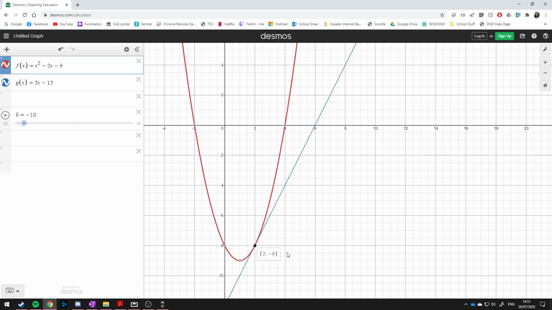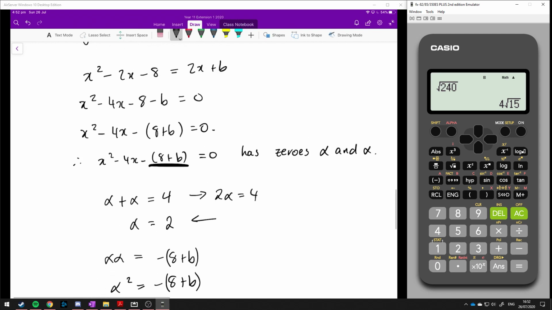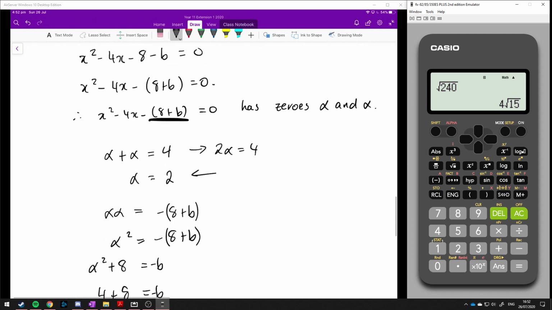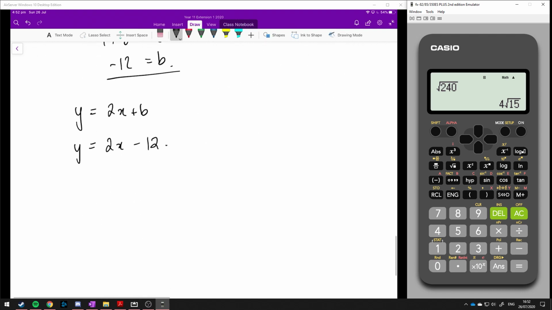Now our last bit is to show that the point of contact is 2, minus 8. To show that, all we're going to do is substitute some values into it. What we need to do is find when those two equations are equal. So we know that they're equal up here. All you have to do is substitute the value of b back in, and then you can rearrange for the x to get the x value. And if you do so, you get x is equal to 2. Actually, we might just do that one.